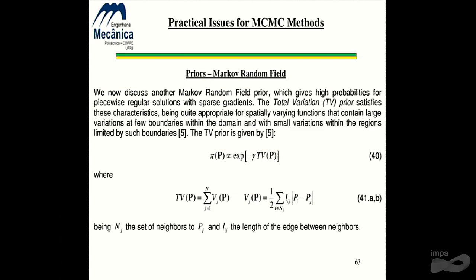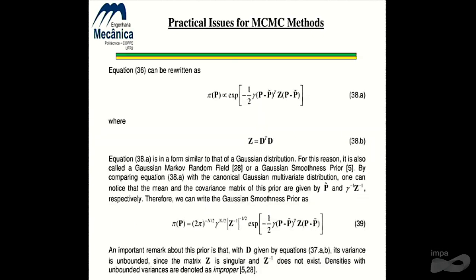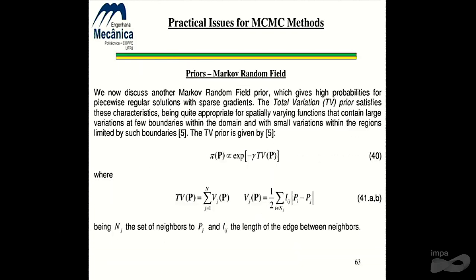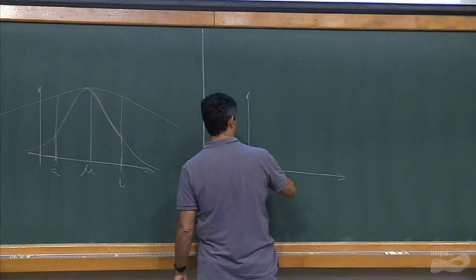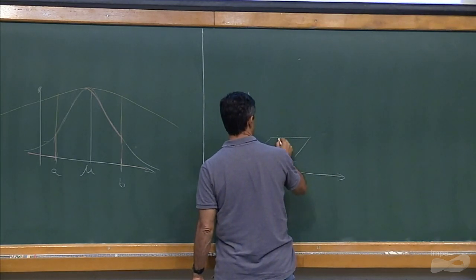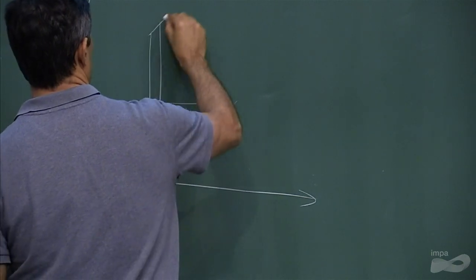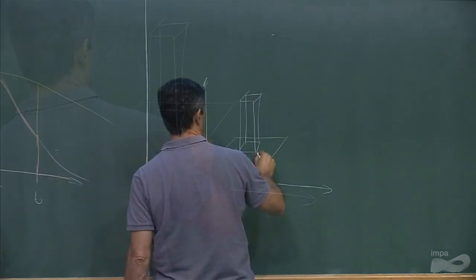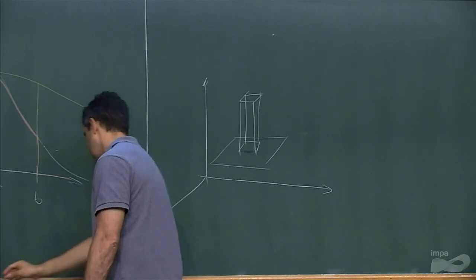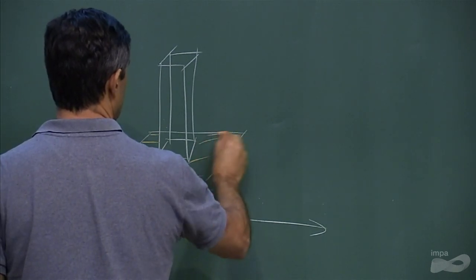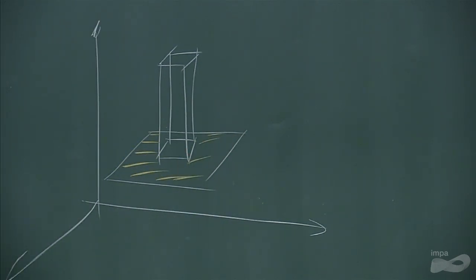Another prior that is very important is for situations where we want to preserve the gradients, differently from this one here, which tends to smooth out the gradients. Instead of smoothing out the gradients, we might have, for example, a function that is like this. This is a spatial variation of a function that we know has some base value here, and some other value in some region here.